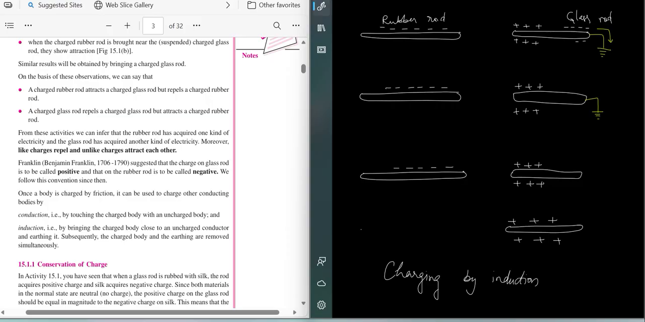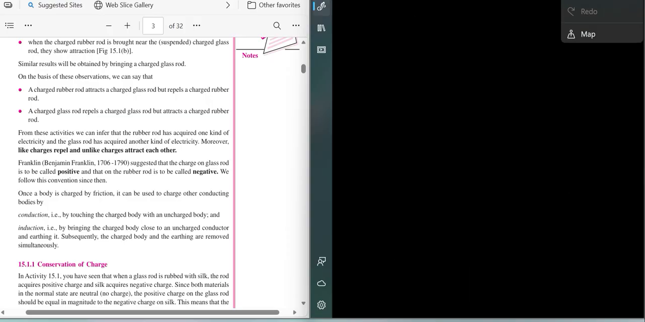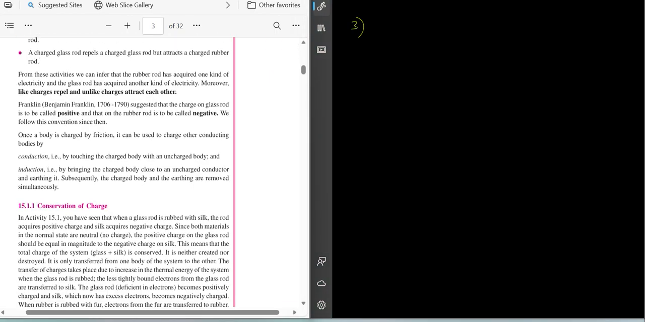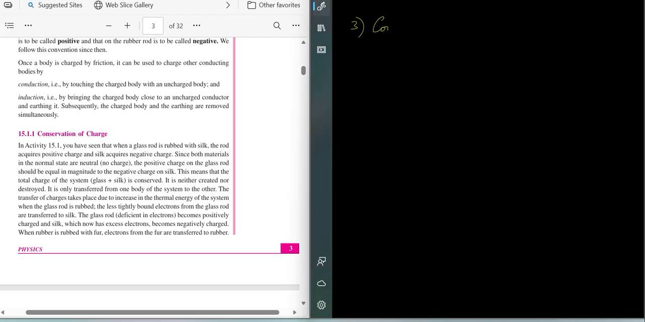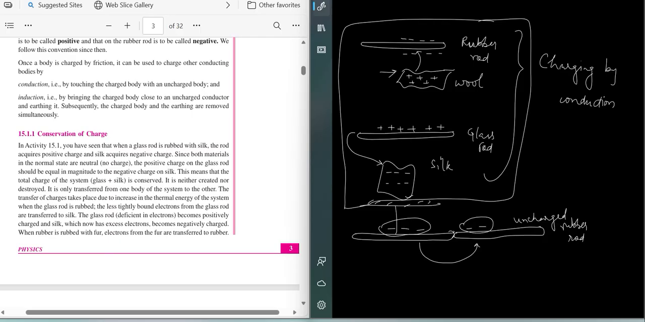Okay. Now we will understand one more property of electric charge, which is conservation of charge. So we understood that there are two types of charges, positive and negative. We understood that like charges repel each other, unlike charges attract each other. Now we are understanding conservation of charge. So what is conservation of charge? If you see the previous cases, charging by friction, conduction or induction, whichever case you refer, let's start with charging by friction.